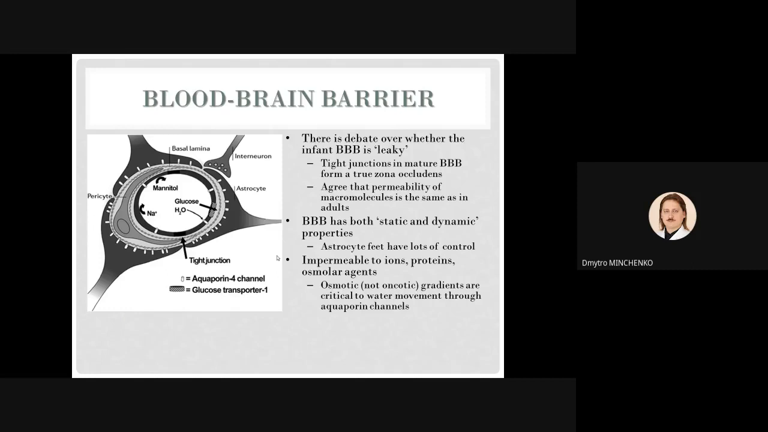Tight junctions in the mature blood-brain barrier form a true zone of occlusion. We agree that permeability of the macromolecules is the same as in adults, so the question is only about the micromolecules. The blood-brain barrier has both static and dynamic properties. Astrocyte feet have lots of control of what goes in and what goes out. It is impermeable to ions, proteins, and osmolar agents. Osmotic but not oncotic gradients are critical to water movement through the aquaporin channels.